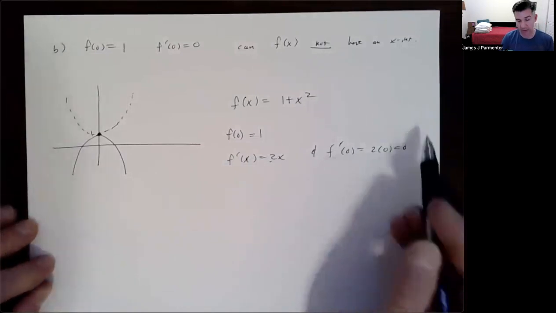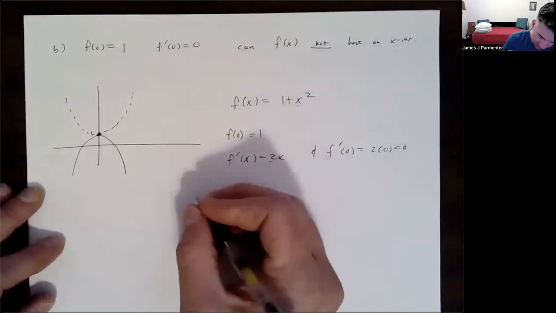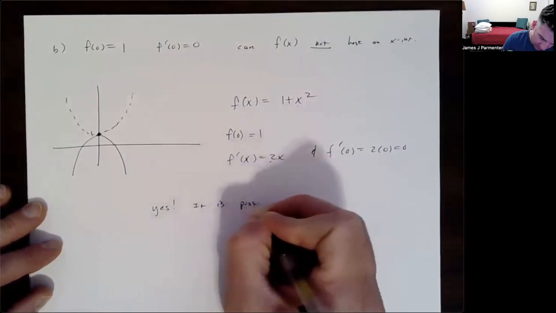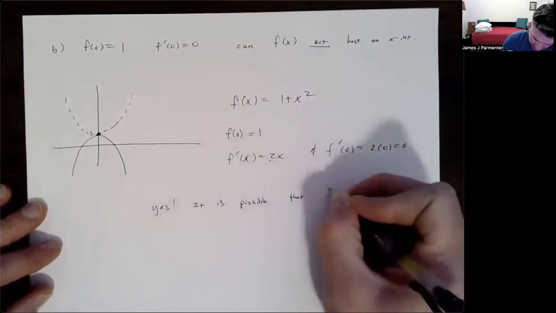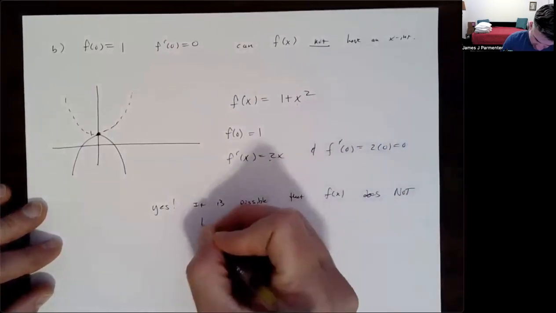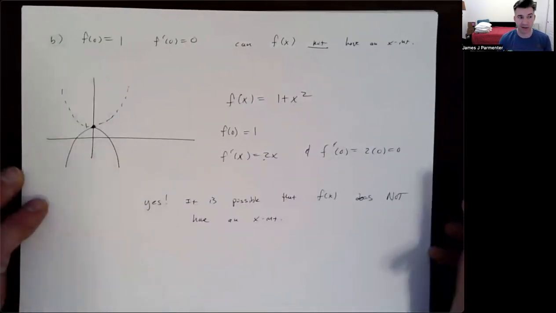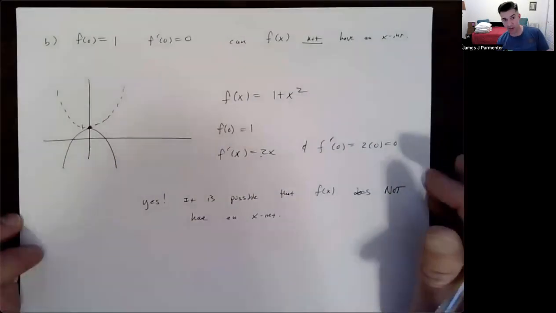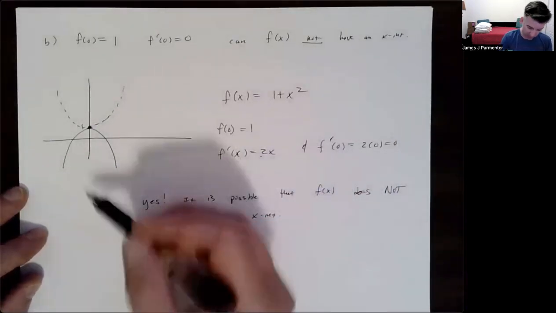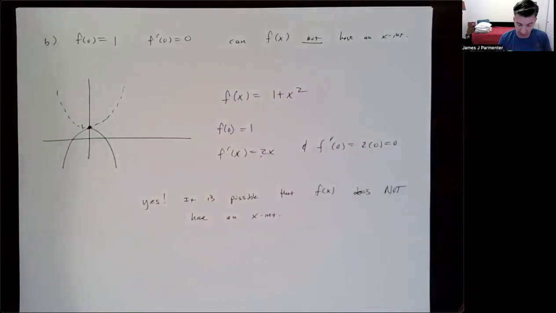I want to point out that these two examples show two things. This example, the actual right answer, shows, yes, it is possible that f of x does not have an x-intercept. But it clearly doesn't have to be true, right? Because you can come up with another function where f of 0 equals 1 and f prime of 0 is still 0, namely this one here, that does have x-intercepts.